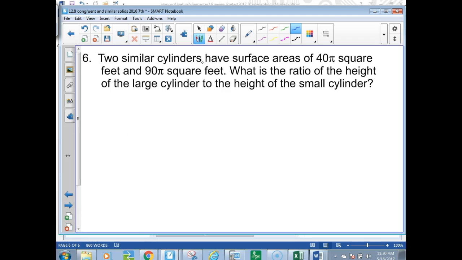Okay, two similar cylinders have surface areas of 40 pi square feet and 90 pi square feet. That's area. Okay, area ratio, 40 pi to 90 pi. Now let's think about reducing this. If I divide it out by pi, I would have 40 to 90. Agreed? Can I reduce further? Divide by 10: 4 to 9. Okay, that's your area ratio.